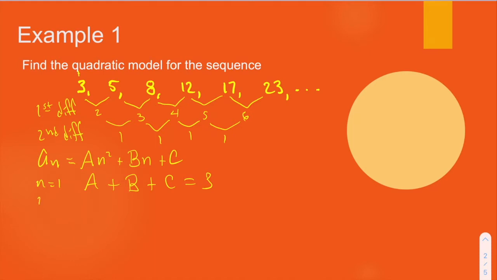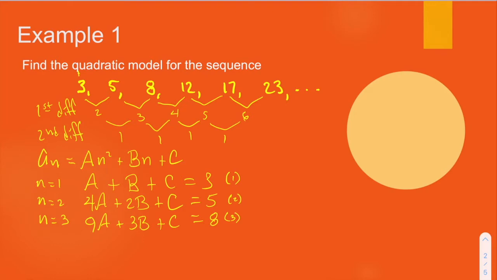So when n is 2, I have 2 squared, which is 4, times A plus 2 times B plus C, and that's going to equal my second term, 5. And n equals 3. That's going to give me 9A plus 3B plus C, and that's going to equal 8. And I'm going to go ahead and label these. This is my first equation, this is my second equation, and this is my third equation.